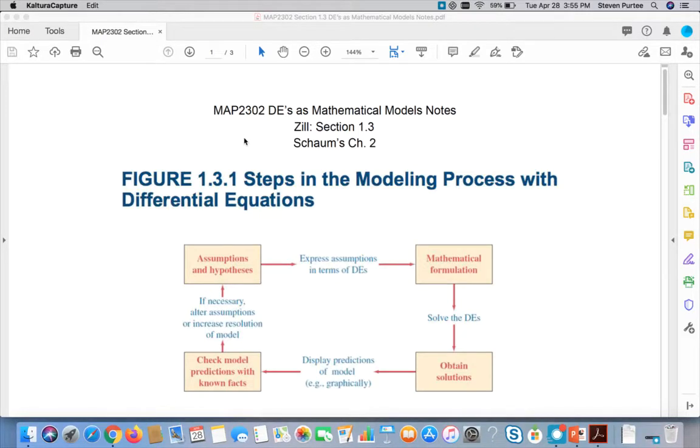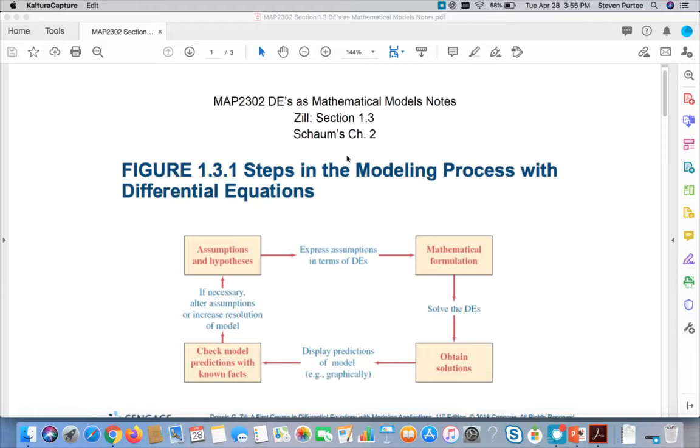Okay, this will be section 1.3 from the Zill textbook. That's chapter 2 in the Schaum's outline. Our goal here is just to look at building some models. The entire point of studying DEs is to solve real world examples.